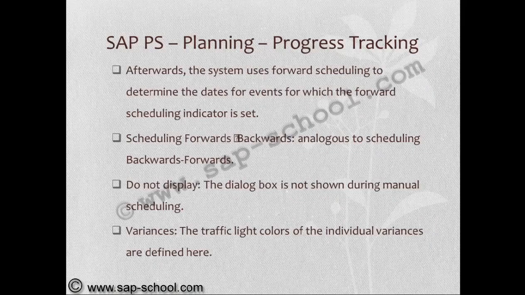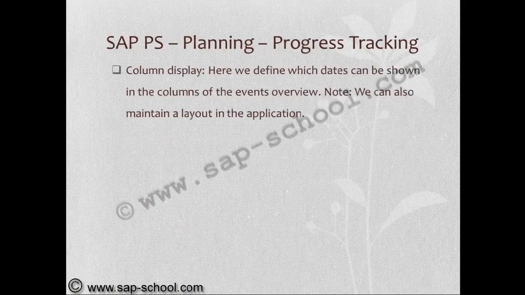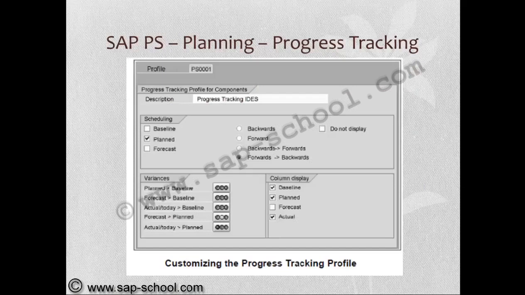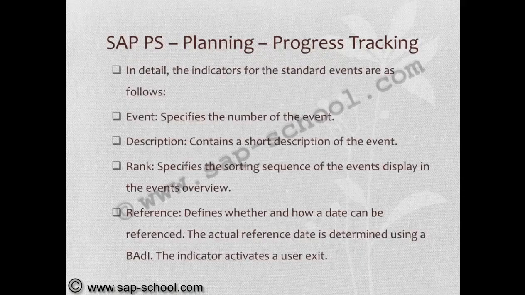Then do not display variances can be set. Column display: here we can define which dates can be shown in the columns of the events overview. We can also maintain a layout in the application. So this is the customizing screen for the profile. Here we are setting scheduling and variances, indicators, and column display. These settings we are doing in the customizing.